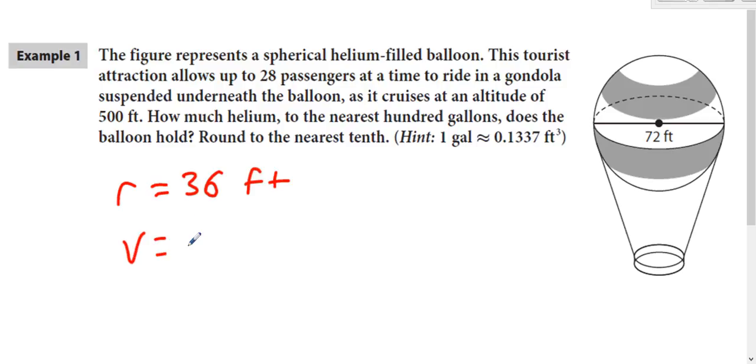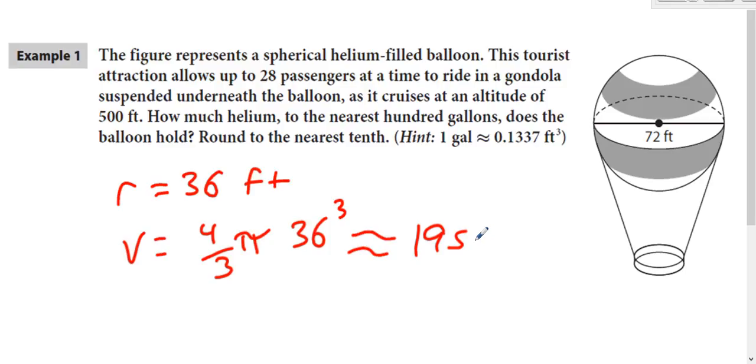So volume is 4/3 pi times the radius cubed. So multiply that out. We'll use 3.14 for pi. You get 195,333.12 cubic feet.